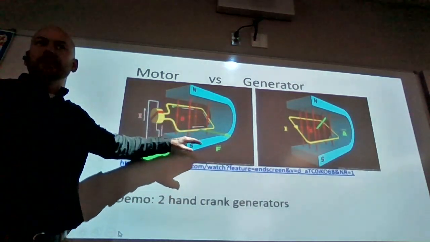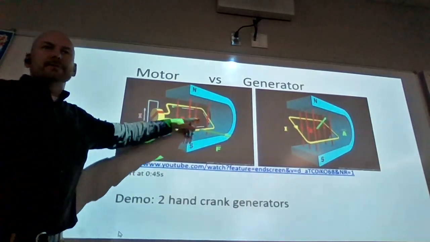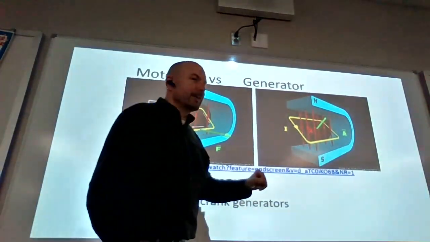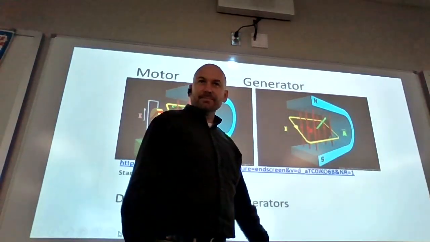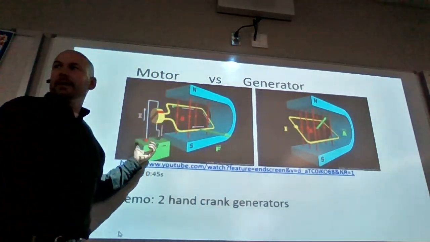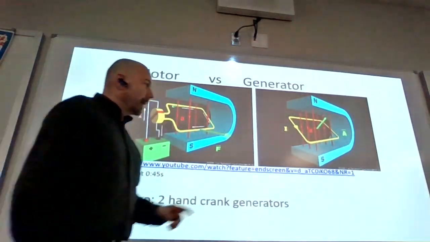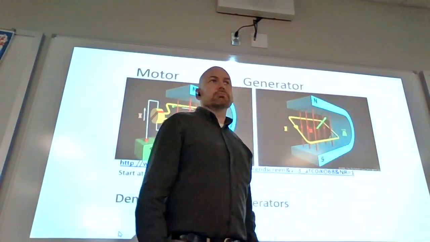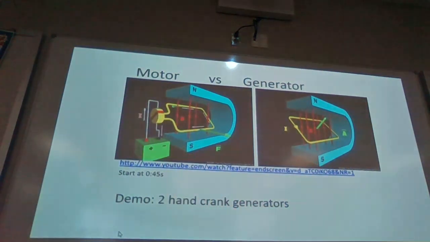So a motor has a magnetic field, and a loop of wire that can spin. A generator has a magnetic field and a loop of wire that you can spin. For a motor, you hook this up to a battery, and you have current going through this wire loop, and it makes it spin. And a generator, you make it spin, and you get electric current out. Okay?